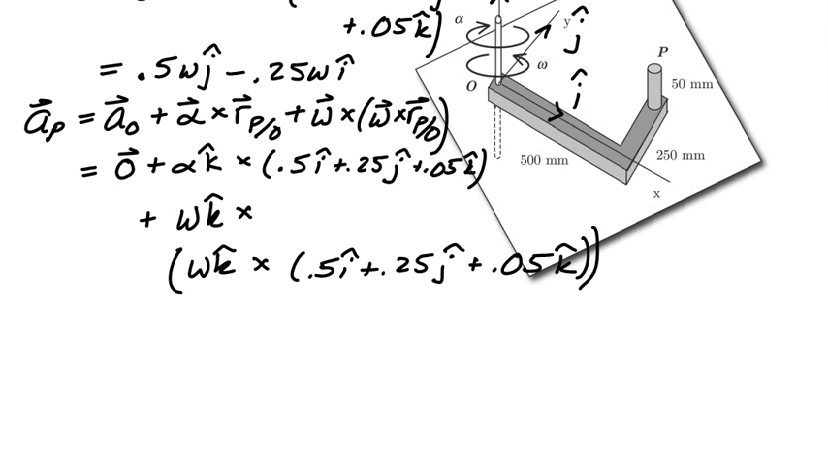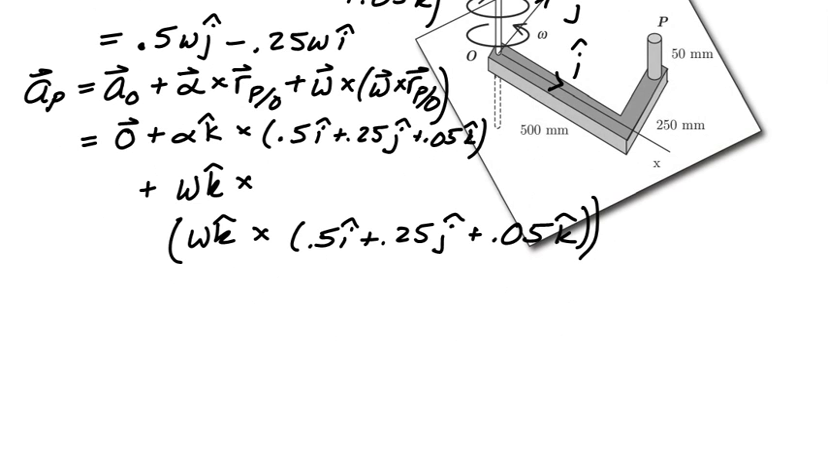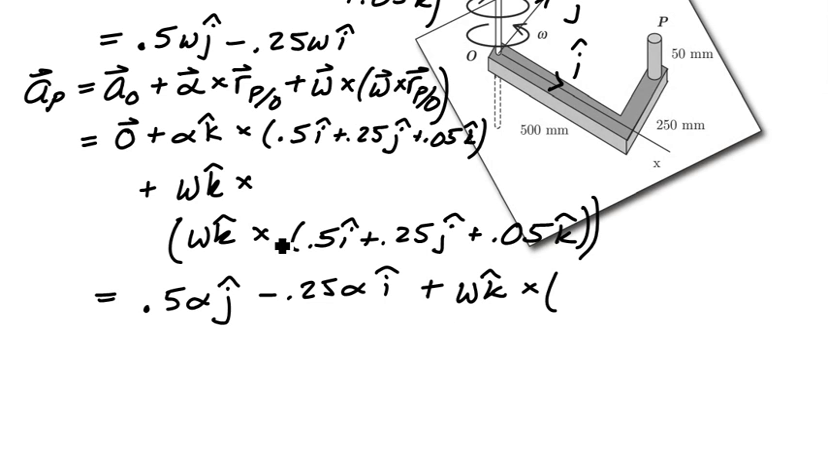Computing this acceleration is basically an exercise of taking cross products, so we'll go ahead and do this, trying to be systematic. Starting with the first term, the angular acceleration crossed with the position vector, k cross i gives a j term, so I'll have 0.5 alpha in the j. K cross j gives a negative i term, so I'll have minus 0.25 alpha in the i, and k cross k is 0. I'll add to that omega in the k, crossed with the result from inside the parentheses. K cross i gives a j, so I'll have 0.5 omega in the j, and k cross j gives minus i, so I'll have minus 0.25 omega in the i.